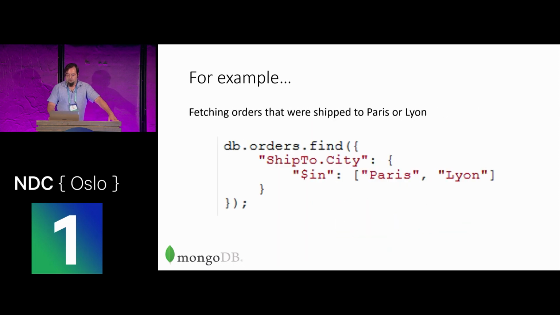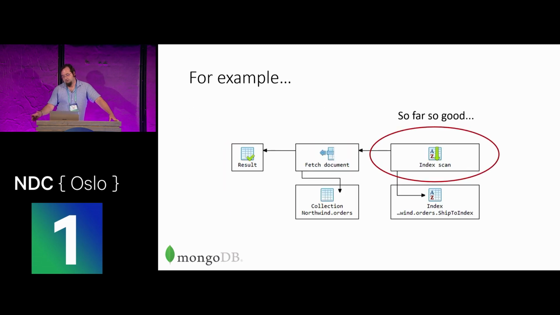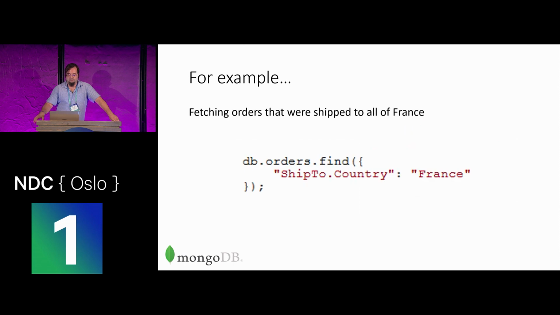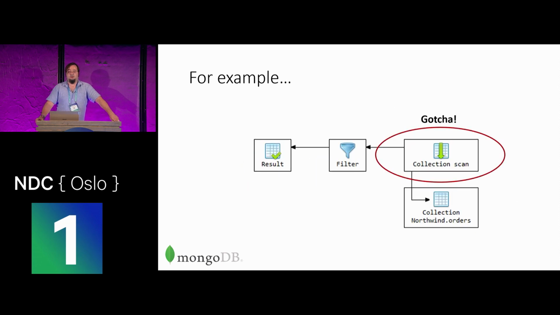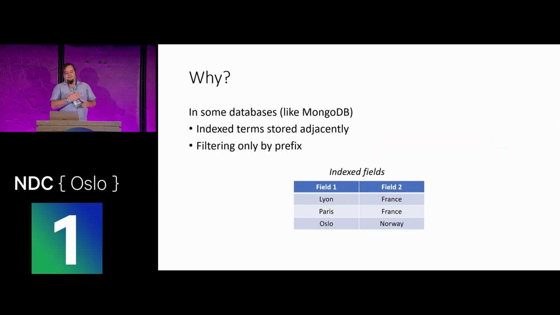And then we query it by city. That's how the MongoDB query looks. We query it by city, and we see that it's okay. It queries by index, and everything is fine. Then we query by country, and we see something like this. Now this is bad. But before I explain why this is bad, let's take a look at this.